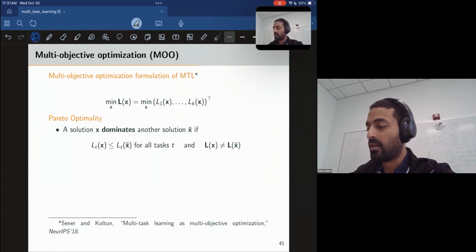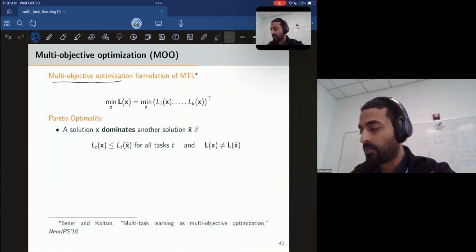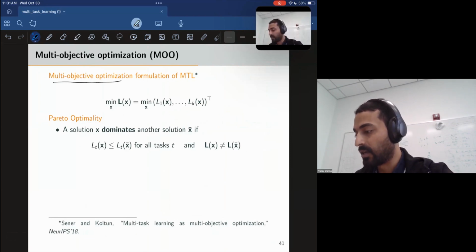So this is a multi-objective optimization formulation of multitask learning, and it was explored for the first time in this NeurIPS 18 paper. It's a really nice paper. I encourage you to look at it.